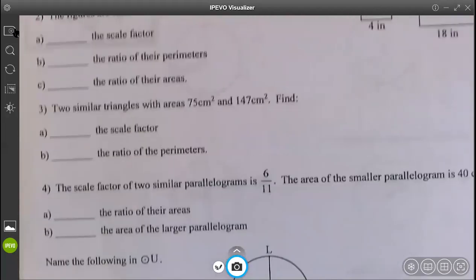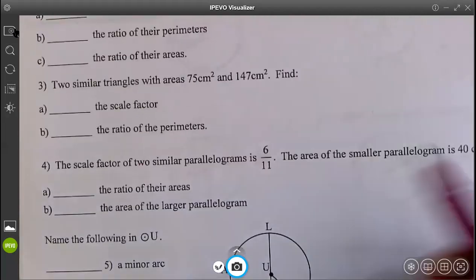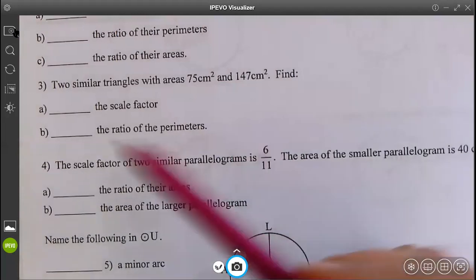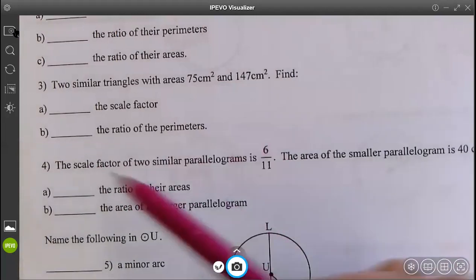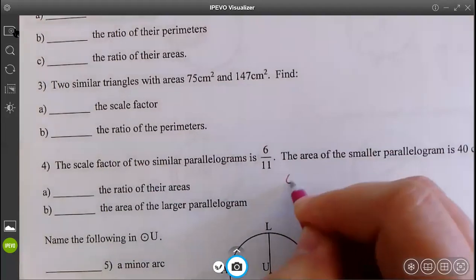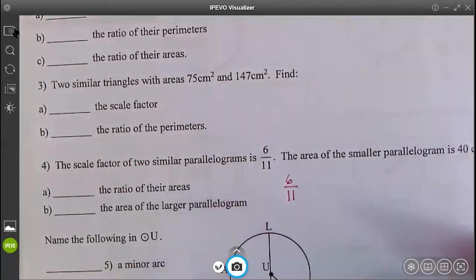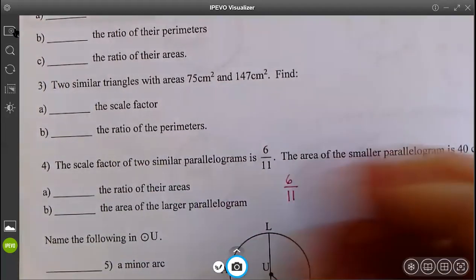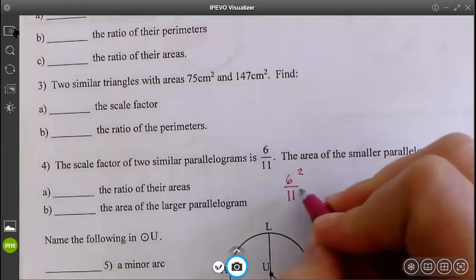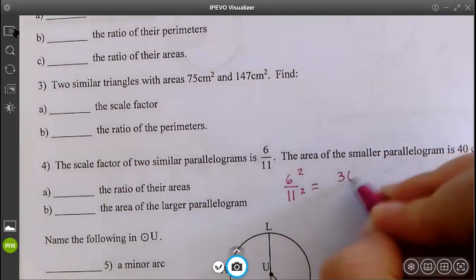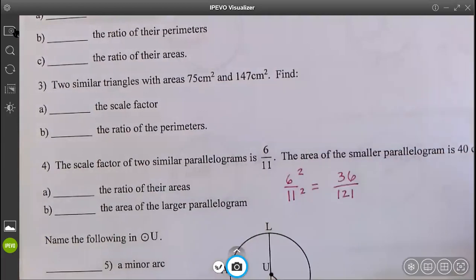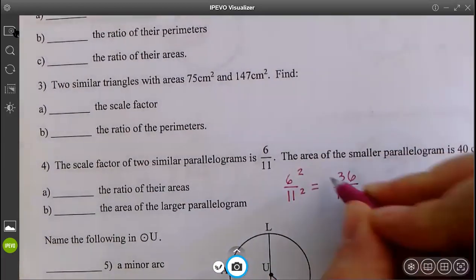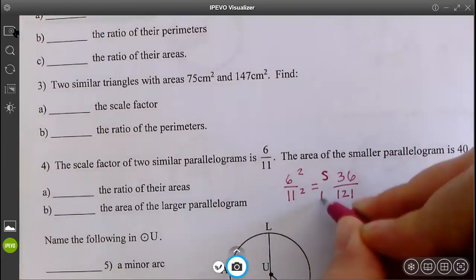All right, so Gianna, you had a question on number 4. So I'm going to jump to that. Number 4 is saying the scale factor is 6/11. So the first question is, what's the ratio of the area? So we're going to square both sides. So you're right, you get 36/121. And this is small because this is a smaller number, and this is the larger.